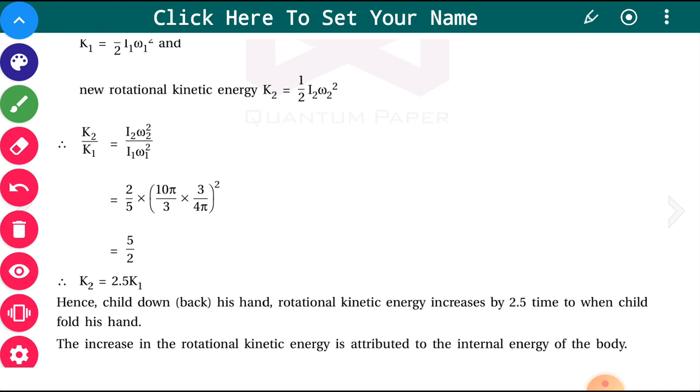Hence, when the child folds back his hands, rotational kinetic energy is 2.5 times that when the child had his arms outstretched. The increase in the rotational kinetic energy is attributed to the internal energy of the body. So whatever is the increase in the kinetic energy is seen in the increase in the internal energy of the body.